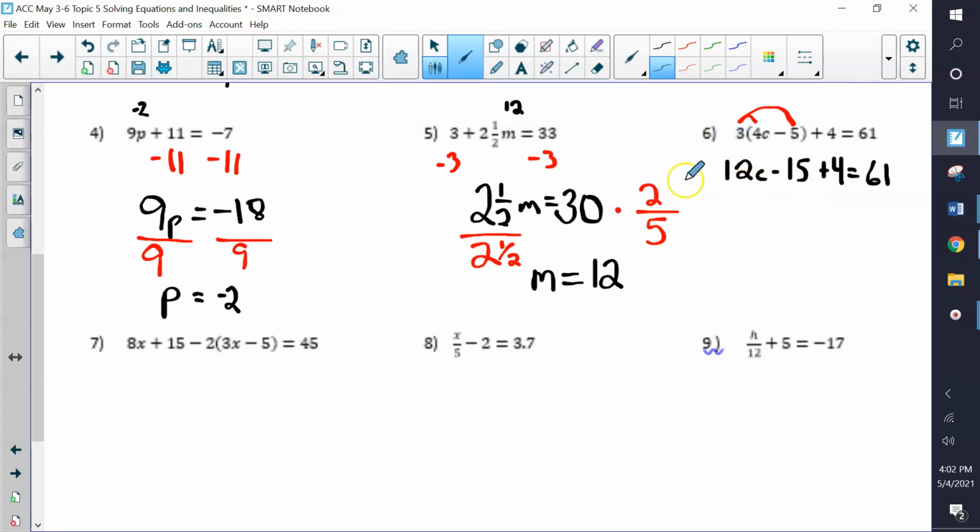So let's combine our like terms. We have here a negative 15, negative 15 plus 4. So we end up with 12c plus negative 11. Remember, we changed this to adding a negative 15, so it's not as confusing. You don't have to do that, but sometimes it makes it less confusing. So we're combining negative 15 and a positive 4 to get negative 11. So really it's 12c plus a negative 11, or 12c minus 11, to equal 61.